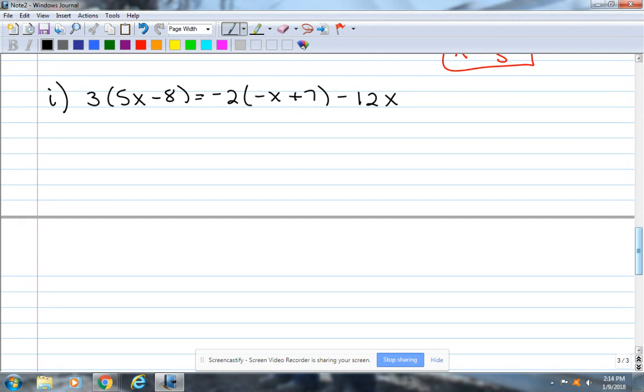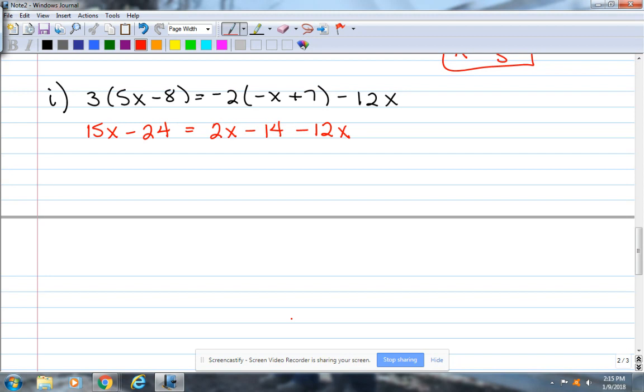So 3 times 5x is what? 15x. And what is 3 times -8? -24. Be careful with your signs. Good job. Now over here, we really need to be careful with our signs because we have a -2 outside the parentheses. So make sure you multiply by -2 and not just +2. So what is -2 times -x? +2x. Very good. And what is -2 times 7? -14. And then this one doesn't have anything to do with the distributing, so I just need to copy it.